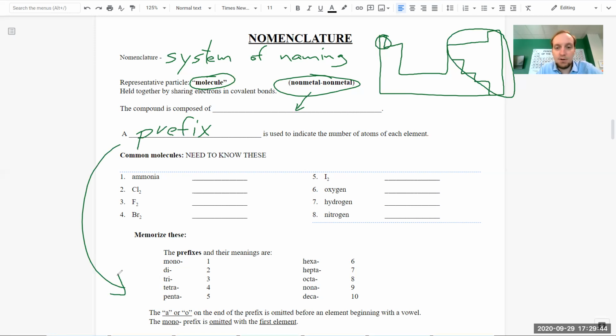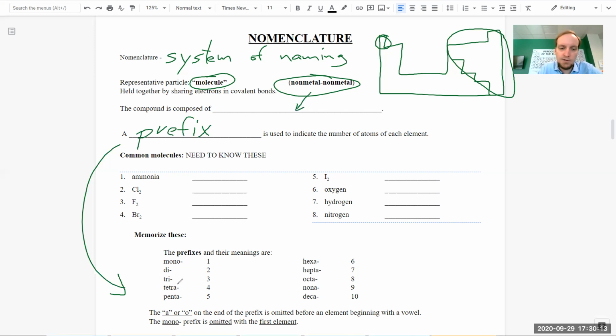The prefixes are pretty simple. You may have heard of these. These are all Greek. So for example, mono means one, di means two, tri is three, tetra is four, penta is five, hexa is six, hepta is seven, octa is eight, nona is nine, and deca is 10. Most of those are very easy to memorize. Hepta being seven, we probably don't hear that very often, so that one you might just need to focus on.